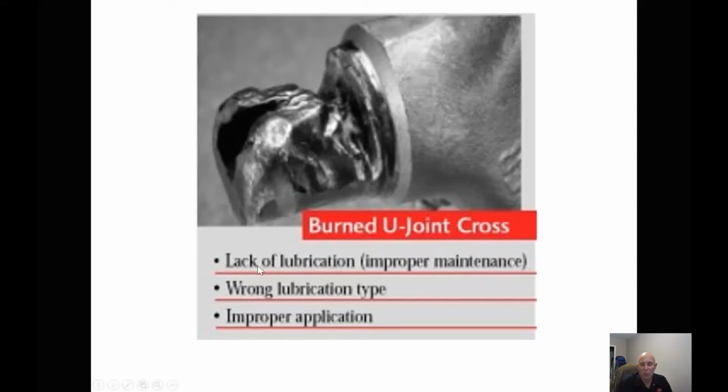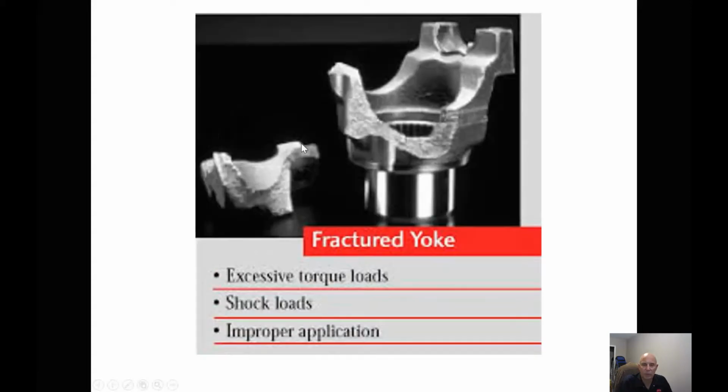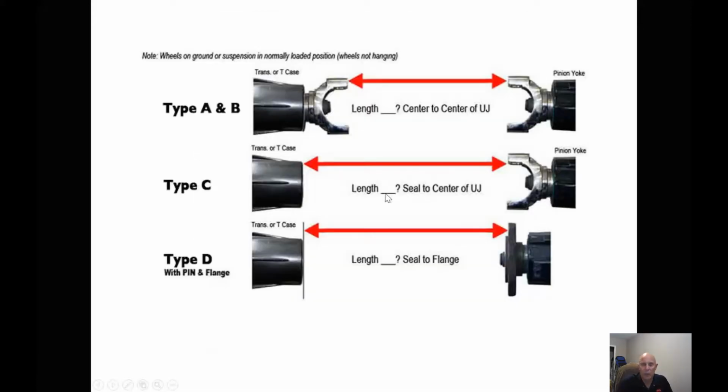So burned U-joint crosses, again, lack of lubrication. Now the driver's going to feel this. He's going to hear a clunk every time he lets the load off. When we get fractured yokes, again, excessive torque, shock loads, or improper application. Now, how do we measure a driveline? So you've got a damaged driveline that's to the point where we don't know how long it is. So we have to measure this up in order to get one made.